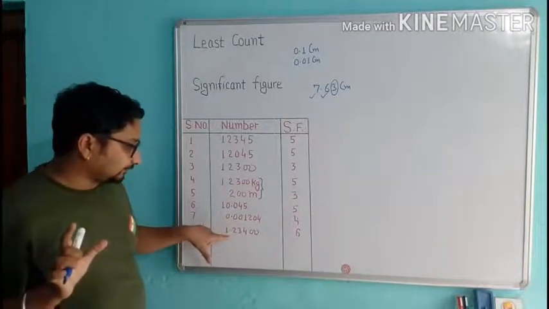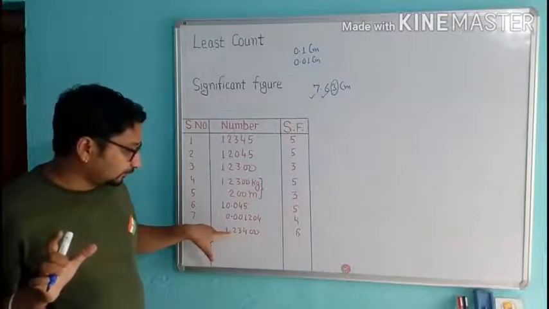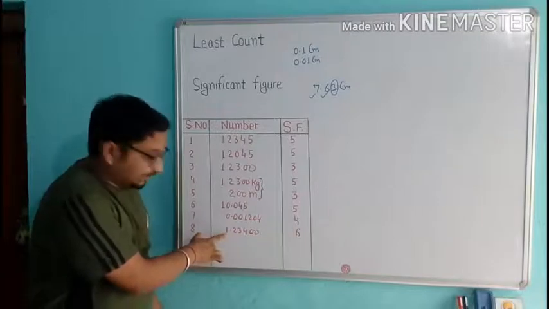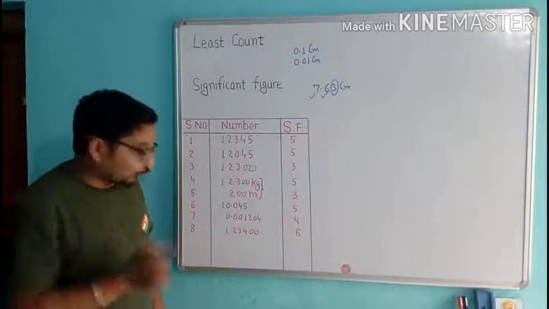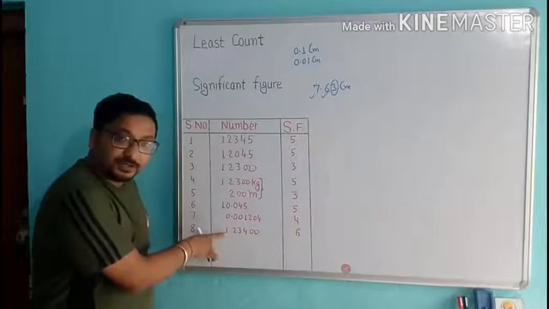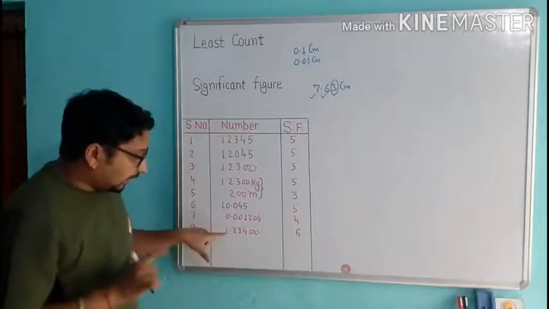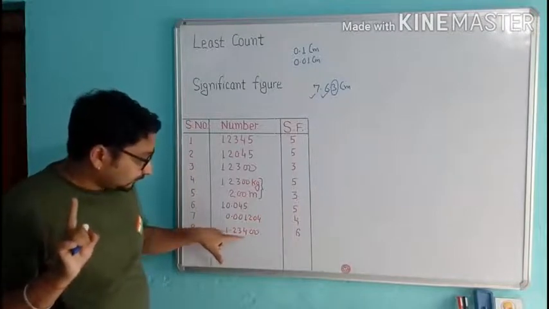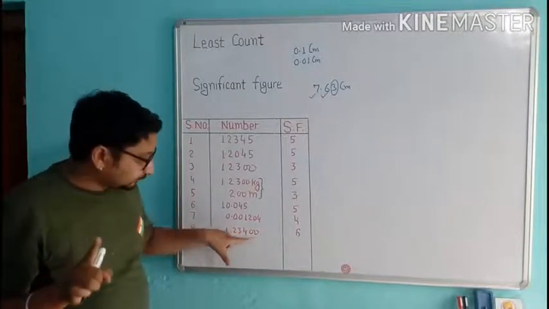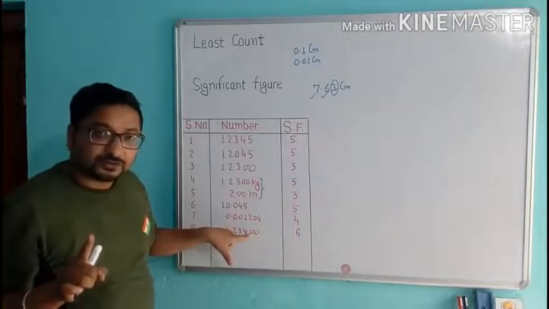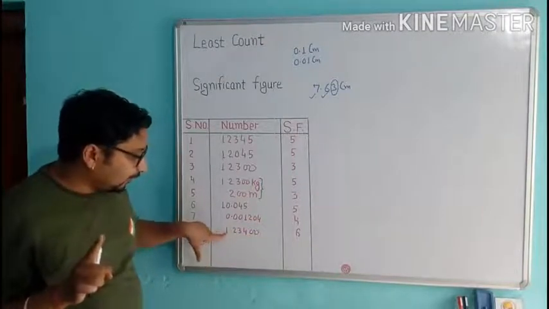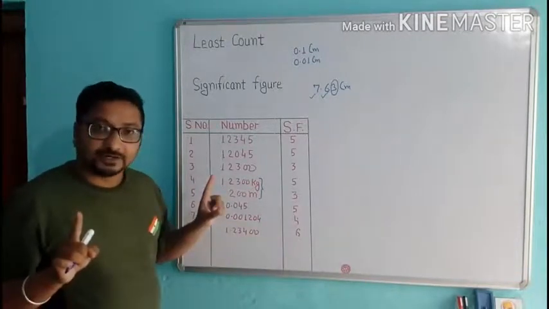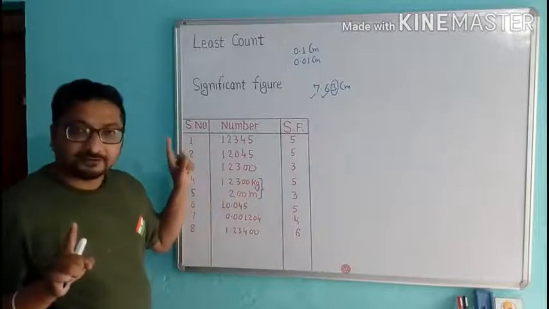Okay. Now again, there is a decimal point. But before the decimal point, there is a non-zero number. So we start counting from here. And again, when a decimal point comes, then we also count the trailing zeros. So there will be 1, 2, 3, 4, 5, 6 significant figures.